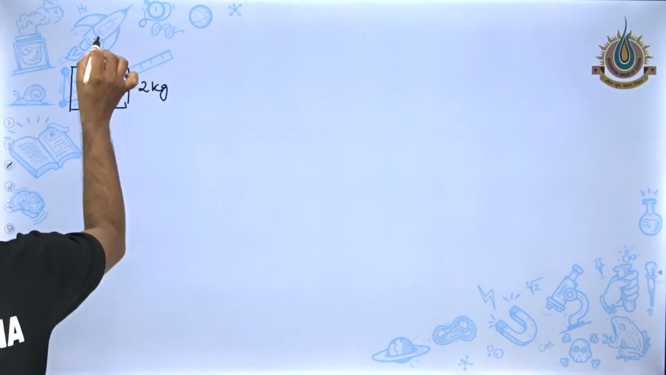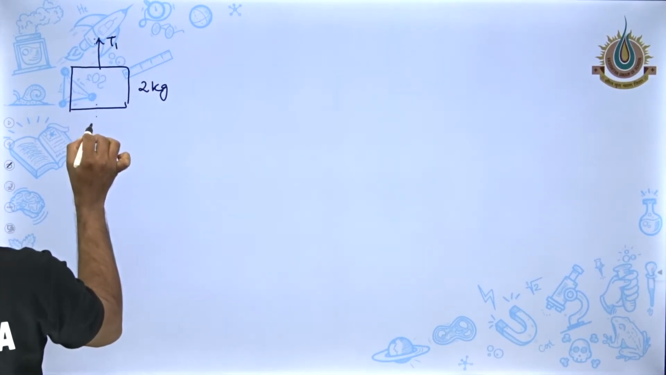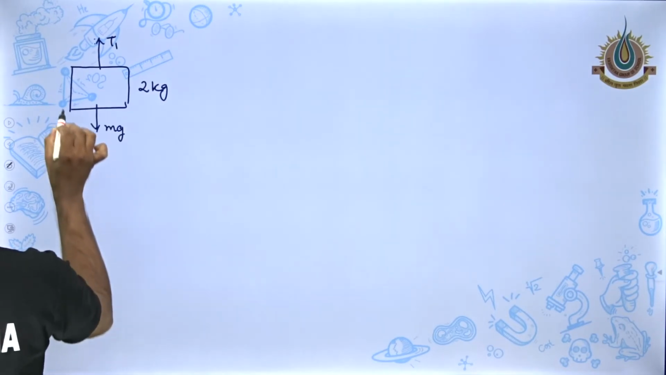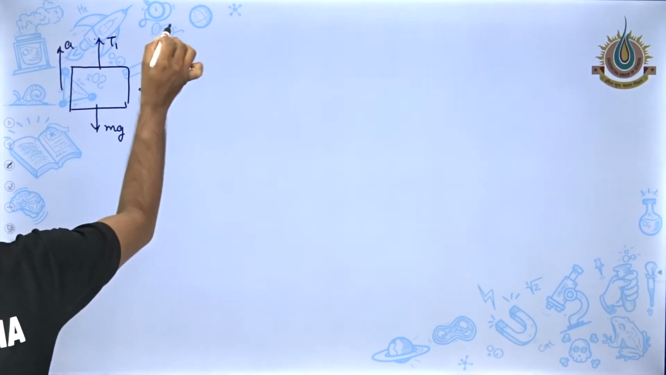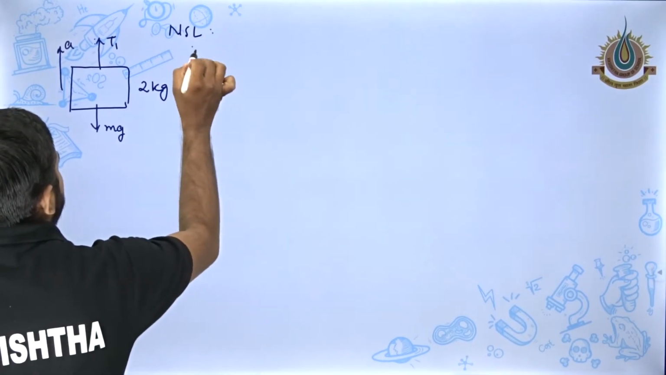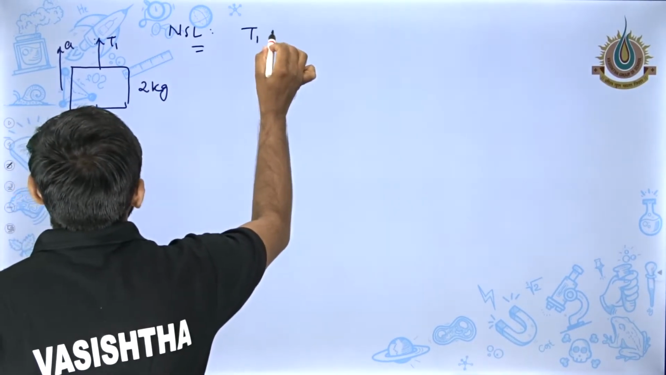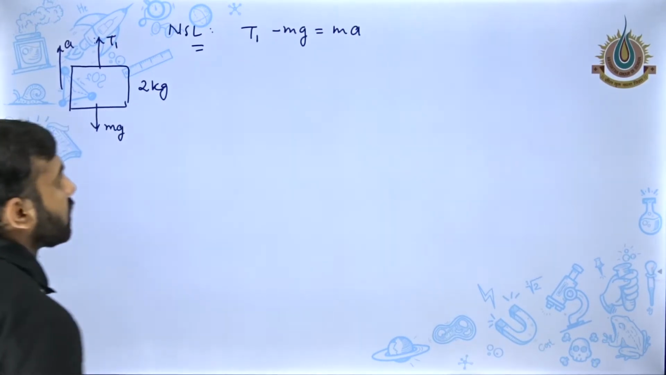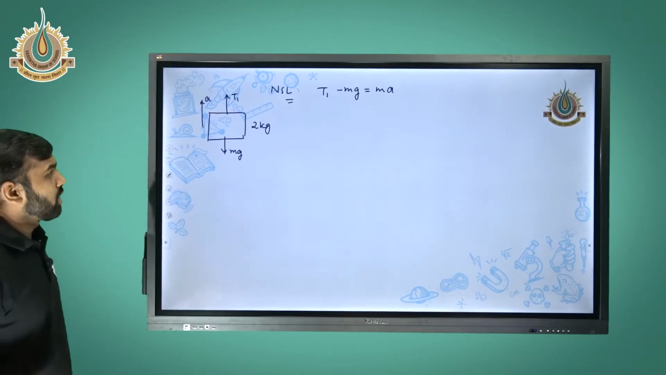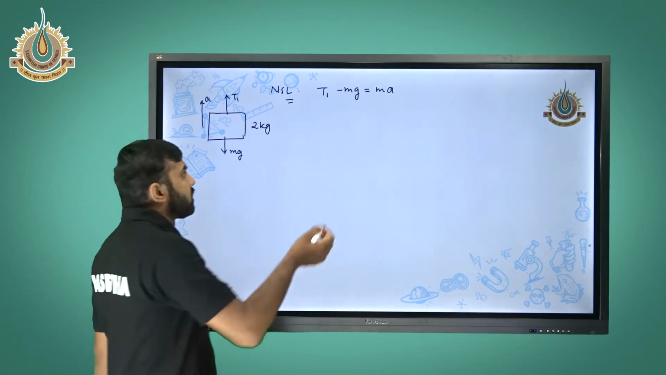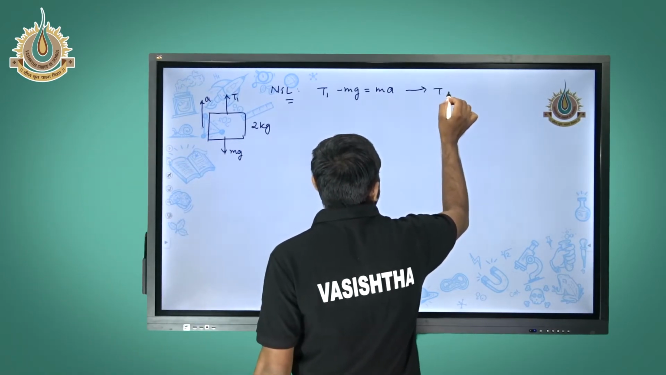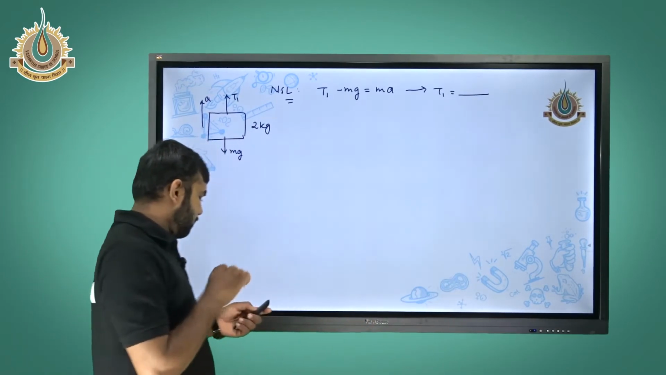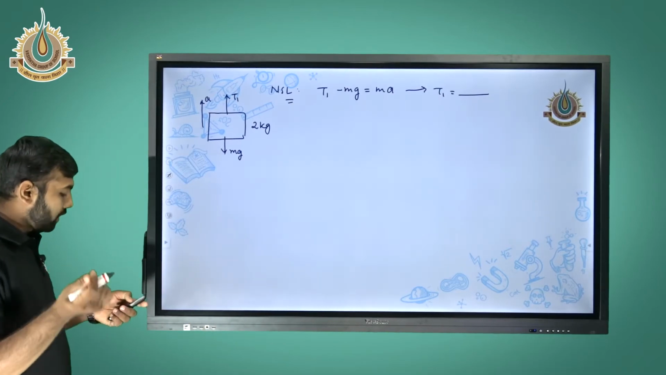What is the upward force? Tension T1. What is the downward force? mg. And what is the acceleration? A. Apply Newton's second law and you get the answer. So T1 minus mg is equal to ma. So mg is known, ma is known, so find T1. You just get the answer of T1 from here. Let me write the answer. First we solve the second problem, then after that we write it.